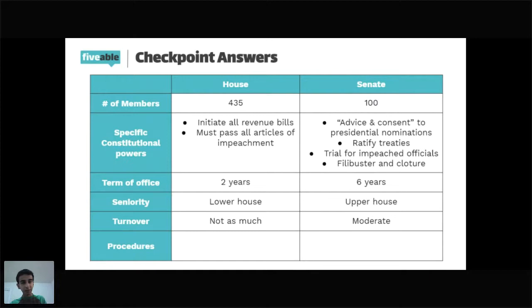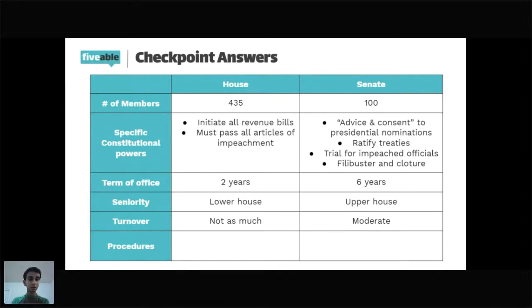Another thing we went over, but not too much, is that there's not as much turnover in the House because of what's called the incumbent advantage. The people that are already in Congress tend to get reelected a lot because they're in safe districts. So there's not as much turnover or new people coming into the House compared to the Senate. The Senate, it's not like all 100 of them keep switching out all the time, but it's moderate turnover. There's a little bit more turnover than in the House because there's only 2 per state.